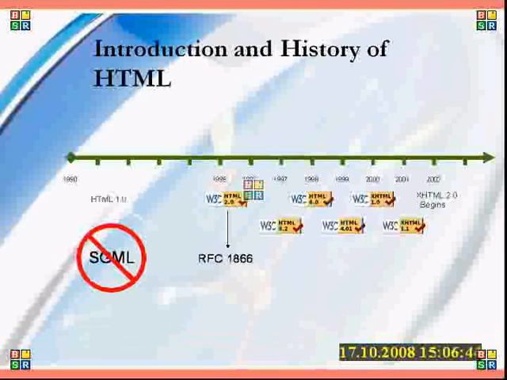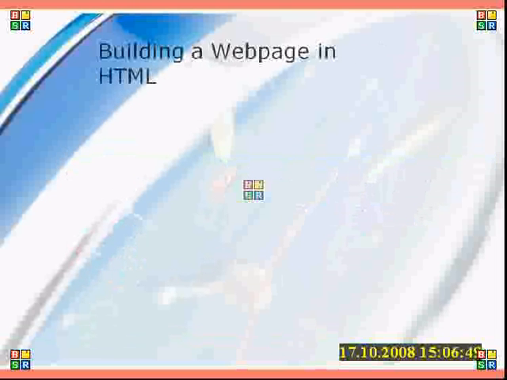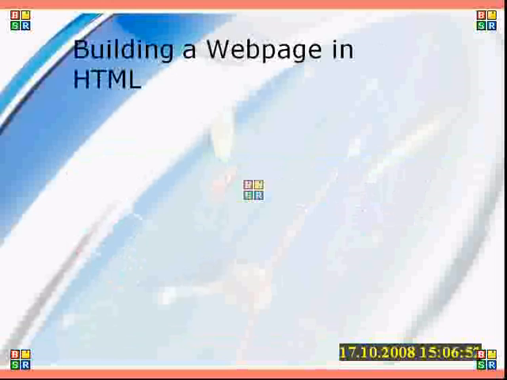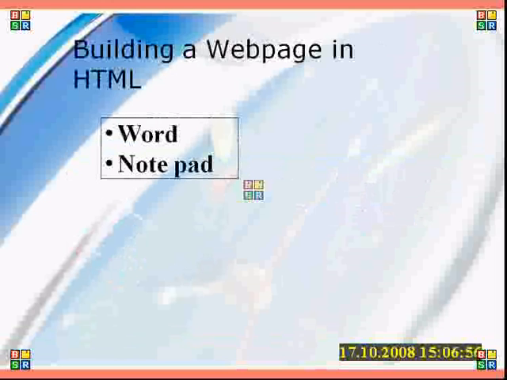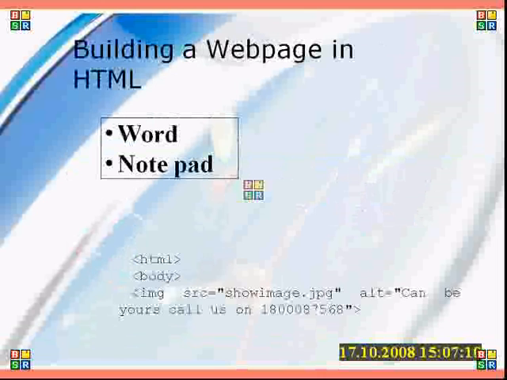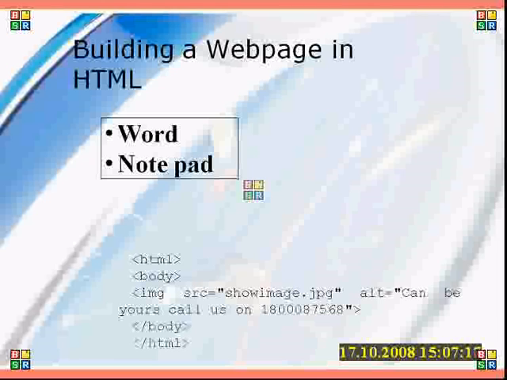In the next section, I would like to talk about building a page in HTML. Well, you can use a notepad or a Word document to write HTML code. Simply, this is an example of HTML code. You will start with the HTML tag, and then you start with the body. In the body, you can write the code or tags you require, and after that, you close the body tag and the HTML tag.